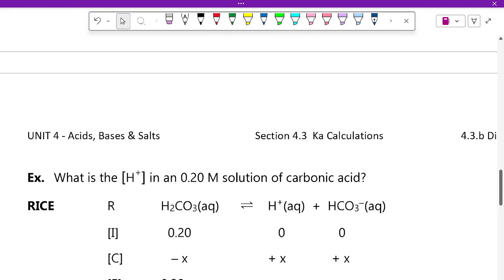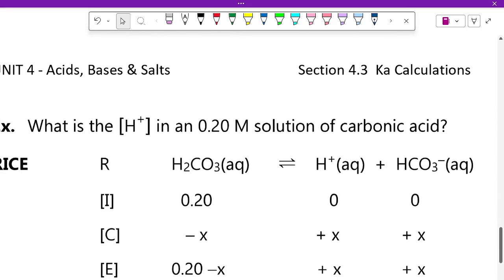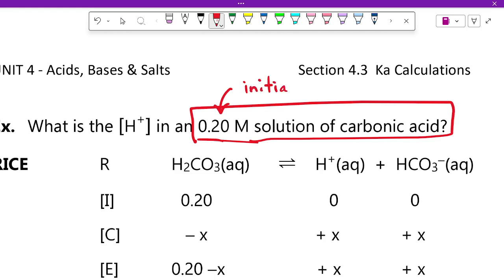So for example, what is the hydrogen ion concentration in 0.2 molar carbonic acid? We would do our Rice table. Remember, when you are given a concentration of the acid, is that the initial or the equilibrium concentration of H2CO3? Initial. That is the initial.